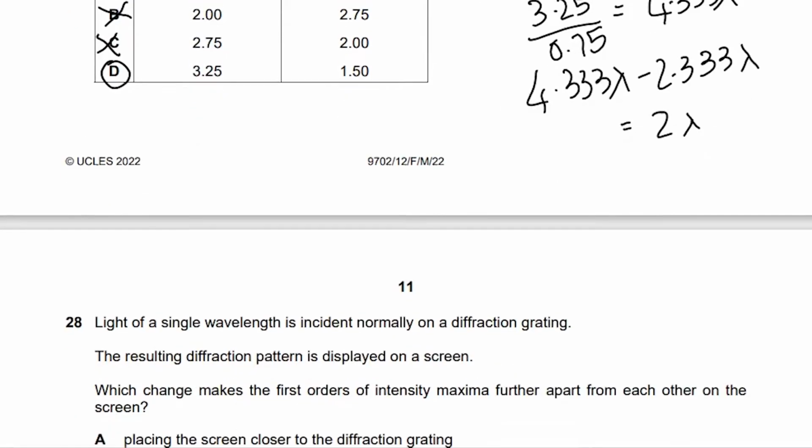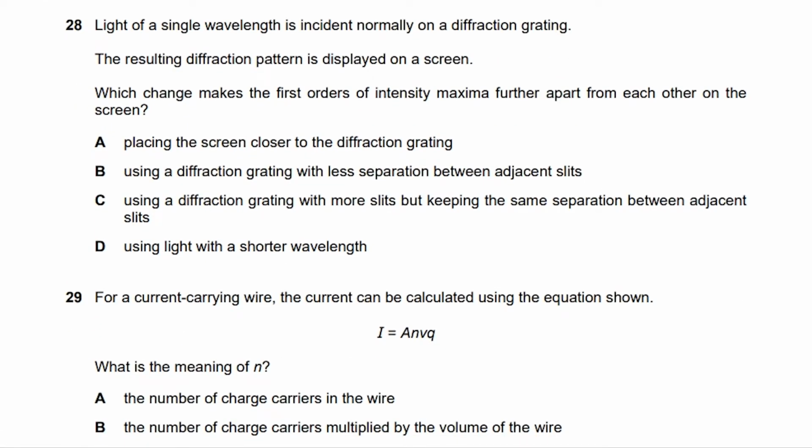Moving on to question number 28. Light of a single wavelength is incident normally on a diffraction grating. The resulting diffraction pattern is displayed on a screen. Which change makes the first orders of intensity maxima further apart from each other on the screen? Now this question is about diffraction grating. The equation relevant to this question is d sine theta is equal to n lambda.